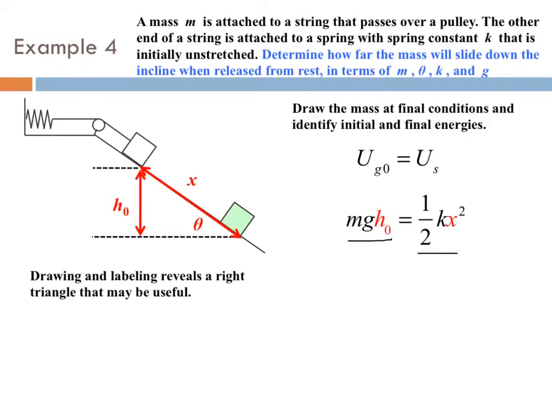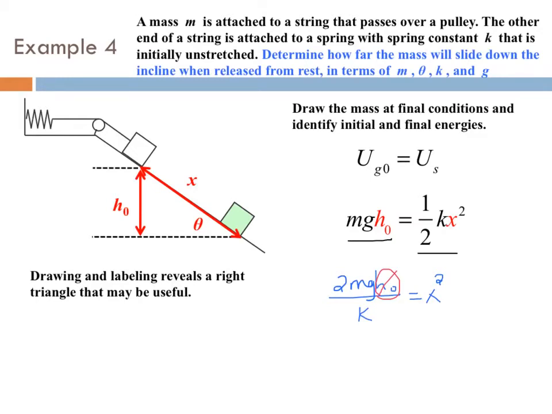So when I rearrange this, I get 2mgh naught divided by k is equal to x squared. Now I'm going to leave it in terms of x squared for right now because something's going to happen in a little bit. Okay. Now, it said that I had to leave it in terms of m, theta, k, and g. Right now, I have an h naught there that cannot be in my final equation. So I'm going to actually replace h naught with something in terms of what I can use.